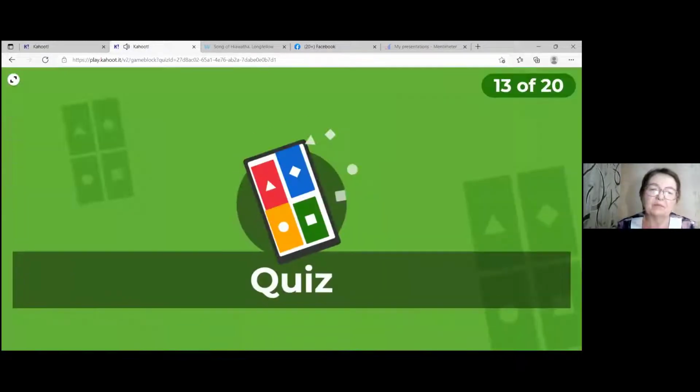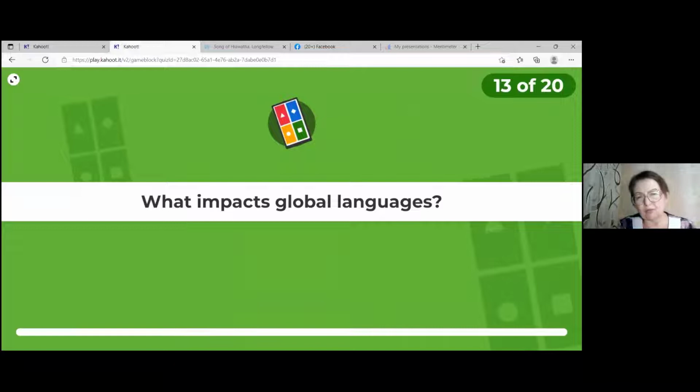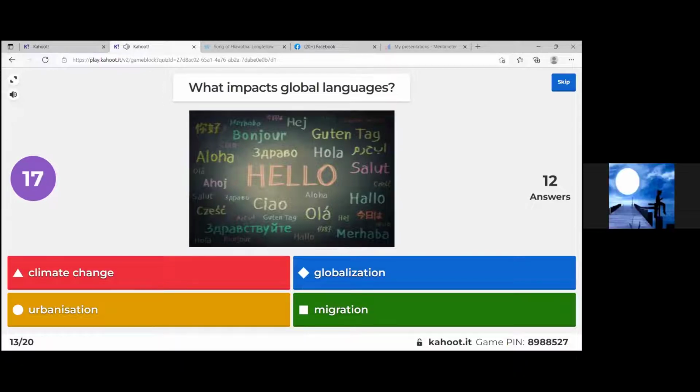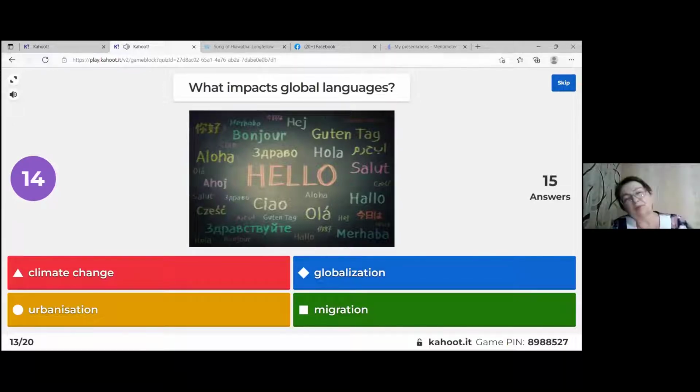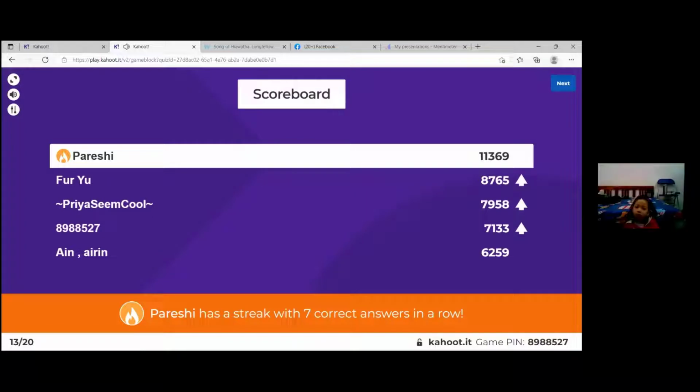So yes, and here comes question 13, multi-select. What impacts global languages? What are the reasons for the dying out of global languages, indigenous languages, minority languages? Climate change, globalization, urbanization, migration. You can say hello in different languages. Four reasons are influencing the languages worldwide. Paresh is on fire.